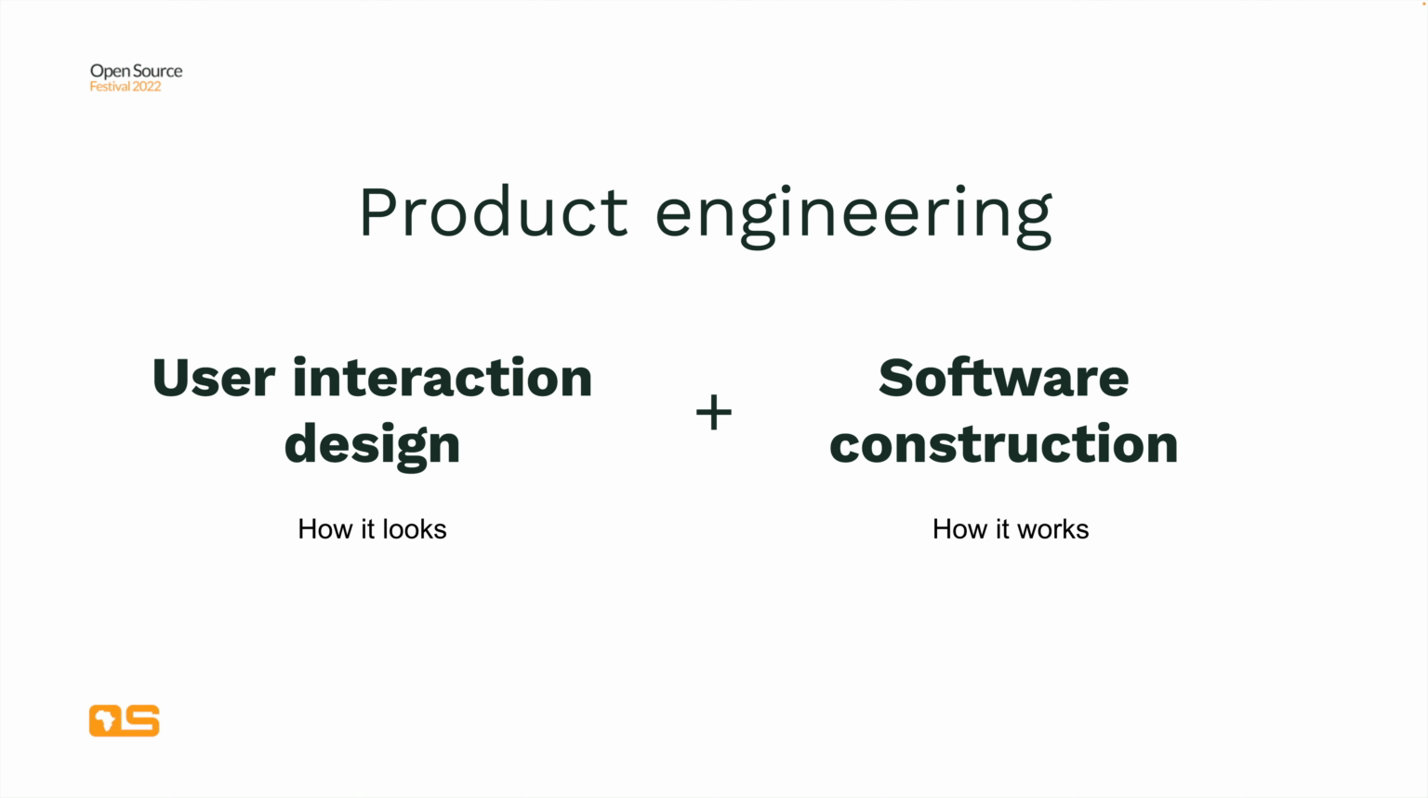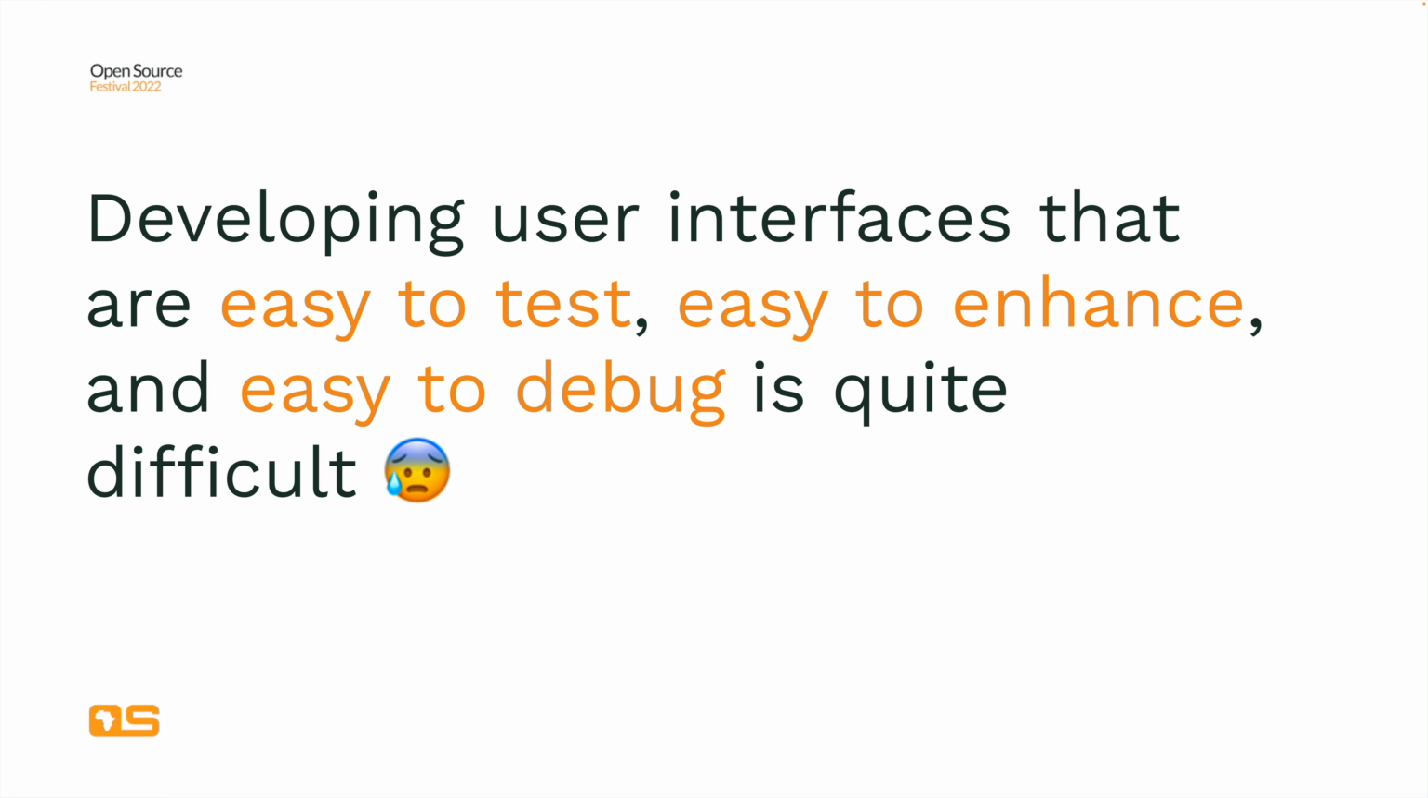The core tenet of any application these days typically involves two key aspects: user interaction design, which is how it looks, and software construction, which is basically how it works, from the state management to data fetching and mutation and so on. If you've been in this industry for quite some time, you notice that actually developing user interfaces that are easy to test, easy to enhance, and easy to debug is quite difficult.